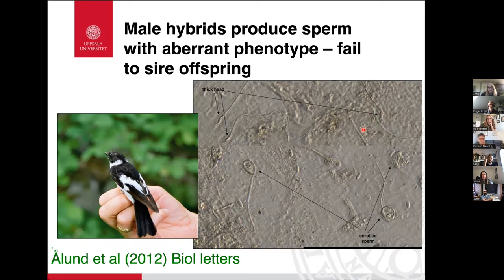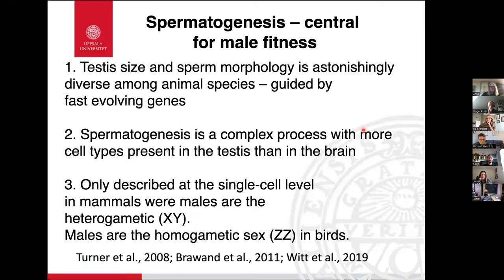So we knew from before that the males have a sort of aberrant phenotype when it comes to the sperm, and that they fail to sire offspring in their nests. But to actually pinpoint what is exactly going wrong, and what are the incompatibility genes underlying these problems, is quite difficult. Spermatogenesis, when sperm is produced, is a very complex process, so there's a lot of things that could potentially go wrong.